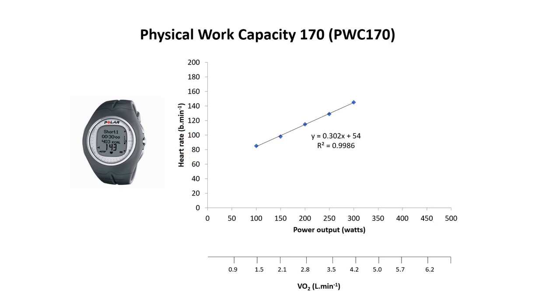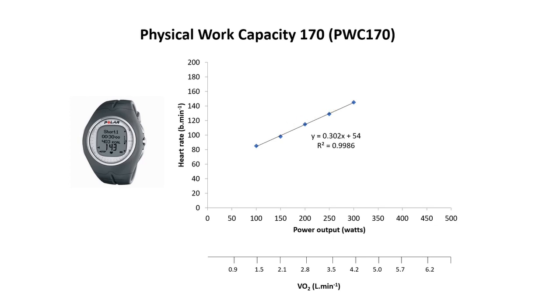So this is one of the basic tests to determine someone's aerobic capacity using heart rate. You just need a heart rate monitor and have a person ride on a bike, or it could be a running treadmill. Instead of power output, you could have running speed, and plot the heart rate against the increasing power output or running speed. In this case, this is the same test I've done before, the 150 watt increment test up to 300 watts.